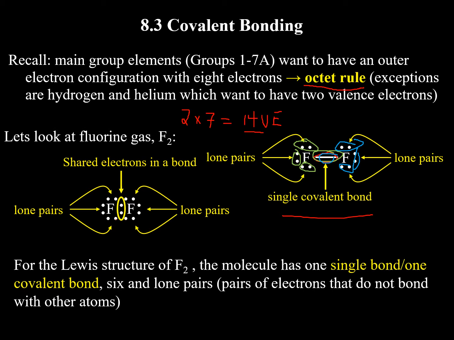Just want to point out, we have this term called lone pairs, just like a pair of socks, pair of shoes. A lone pair of electrons consists of 2 electrons. They are not involved in any chemical reaction. So here in our F2 molecule, we have 6 pairs of valence electrons. 1 pair, 2 pair, 3 pair, 4 pair, 5 pair, 6 pairs of valence electrons.